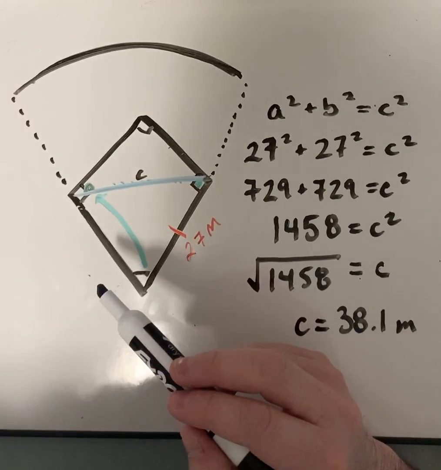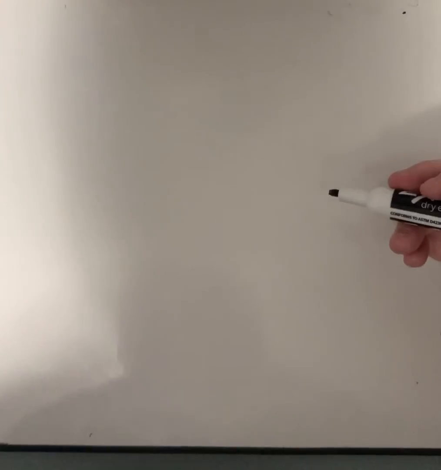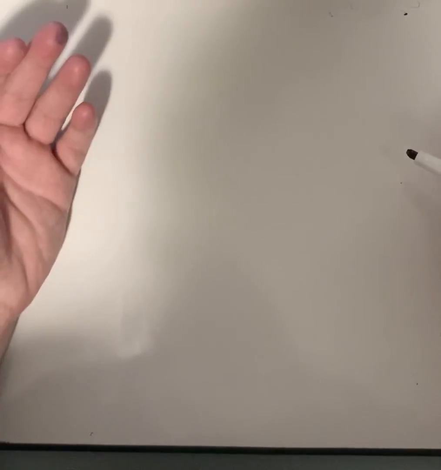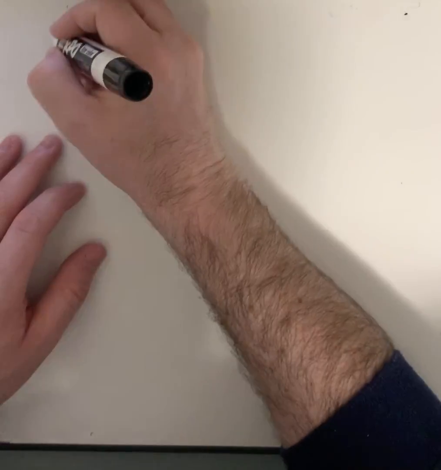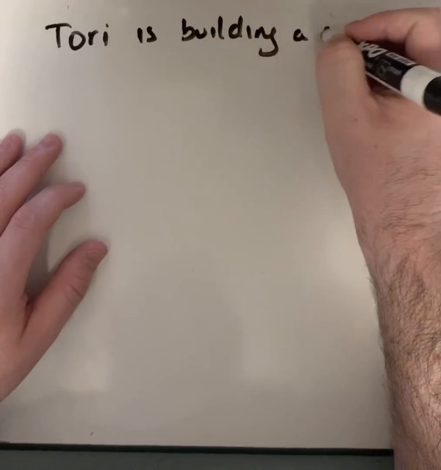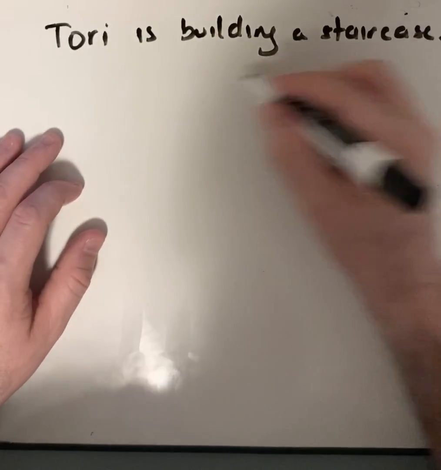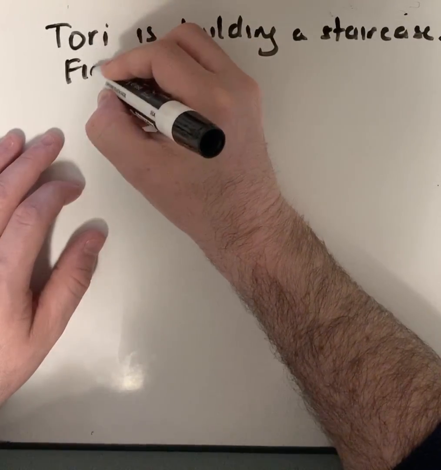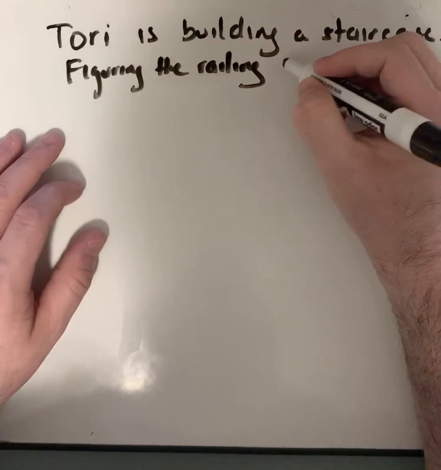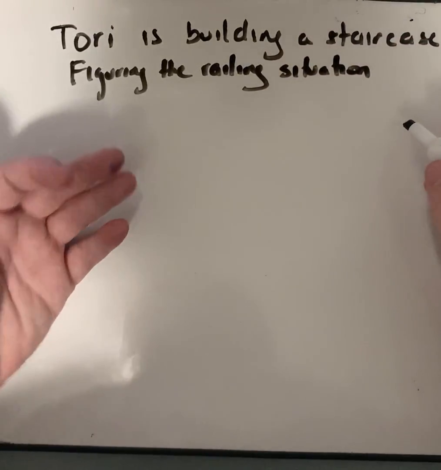I know what you really are saying is, Mr. Berger, we would like to try an application question. And so I would like to give you one. So here's the question. Tori, you guys know Tori. Tori's building a staircase. I don't know why Tori's building a staircase, but she is. But she's really trying to figure out the railing situation on that staircase. How long should the railing be? So here's what Tori's dealing with.